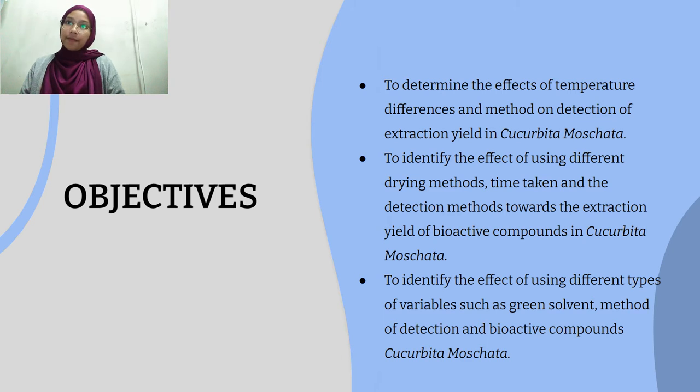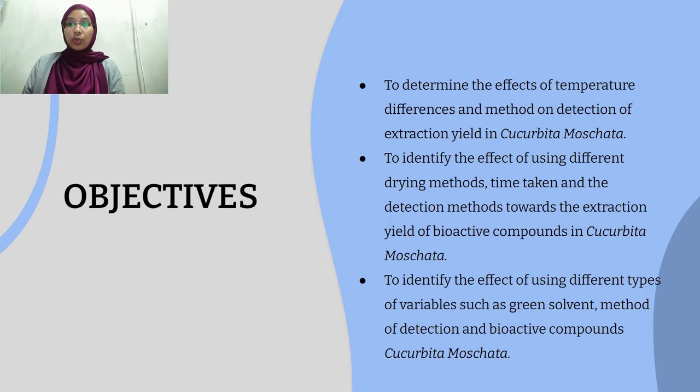Our objective is to determine the effects of temperature differences and method on detection of extraction yield in Cucurbita moschata. Second, to identify the effect of using different drying methods, time taken, and the detection method towards the extraction yield of bioactive compound in Cucurbita moschata. Third, to identify the effect of using different types of variables such as green solvent, method of detection, and bioactive compound in Cucurbita moschata.